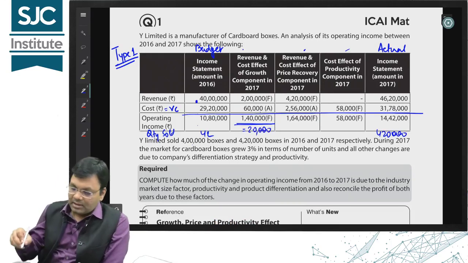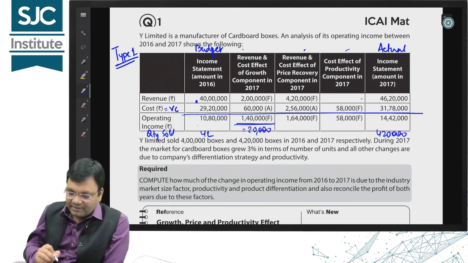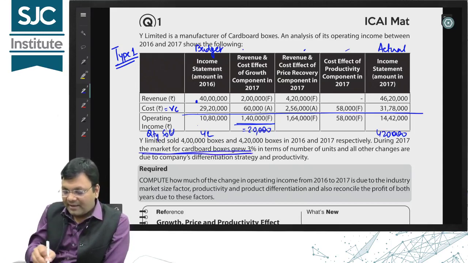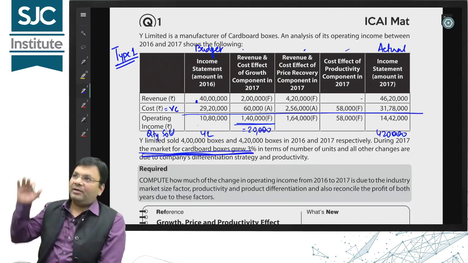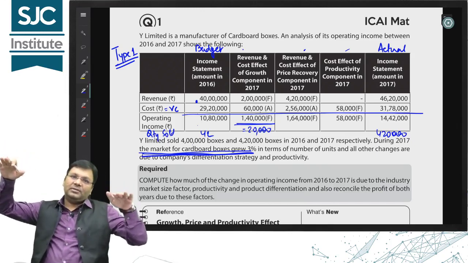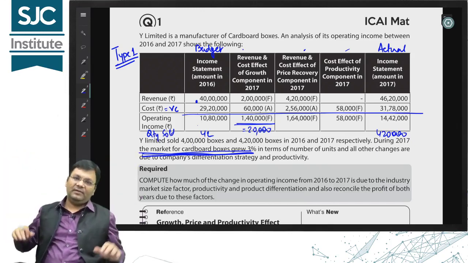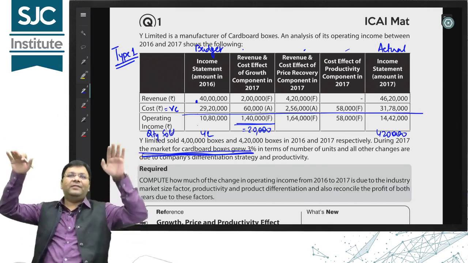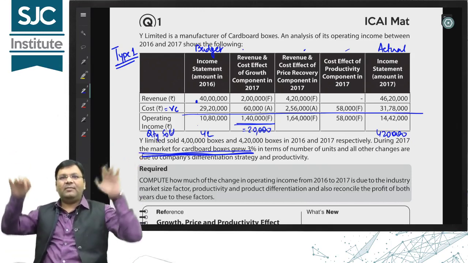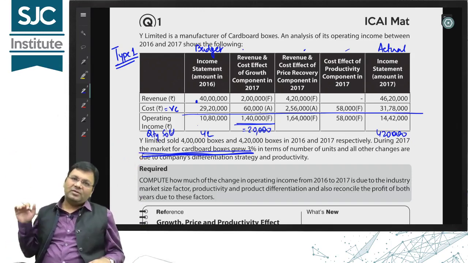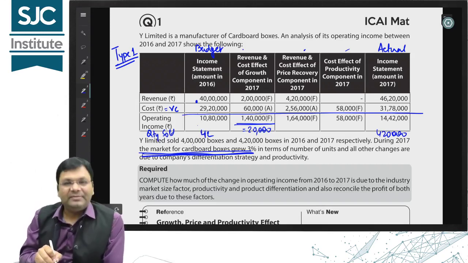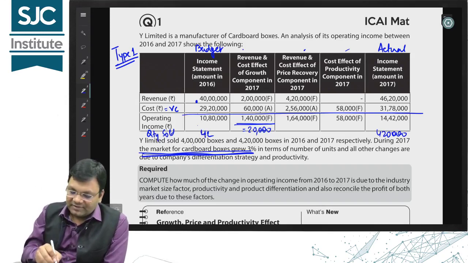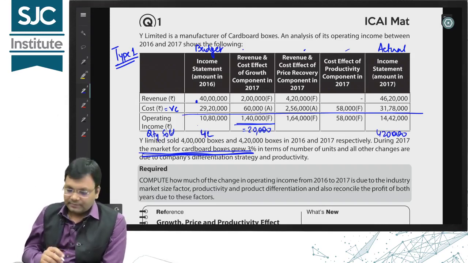Now during 2017, the market for cardboard boxes grew by 3%. If the market has grown, this is growth in industry size. If market grows, we are part of the market, so we should also grow. We are supposed to grow in tandem with the market, in the same direction. So market is growing by 3%. By default, our 4 lakh should grow by 3%. So 3% of 4 lakh is 12,000.